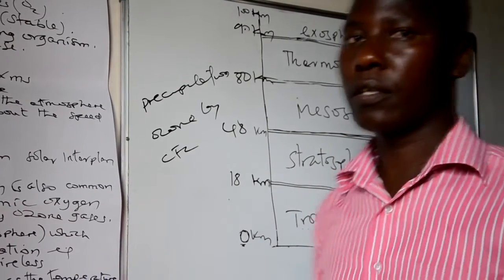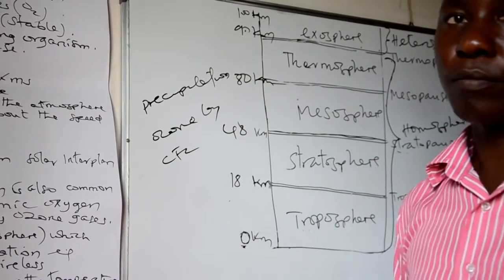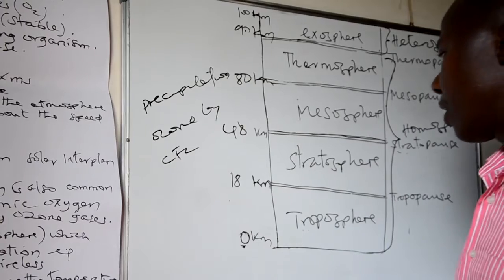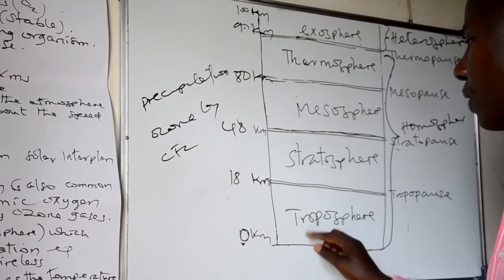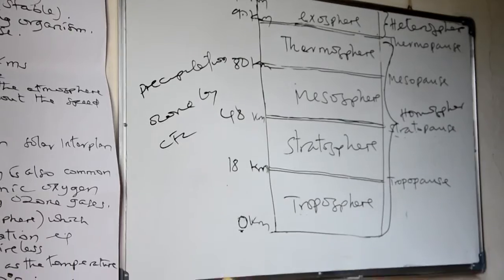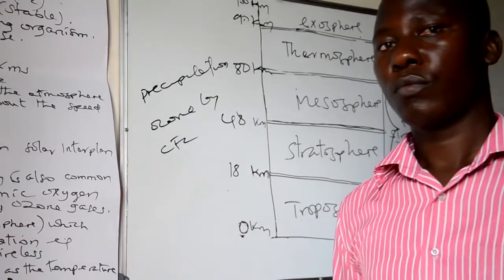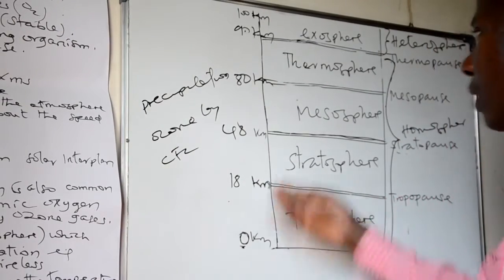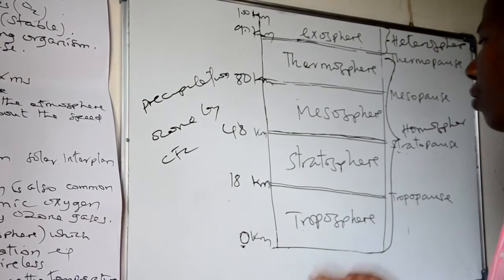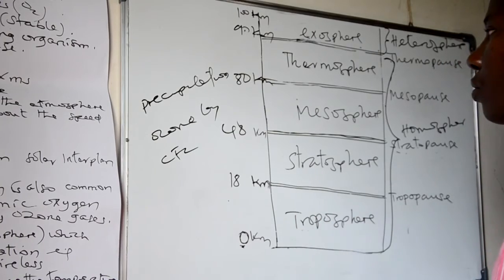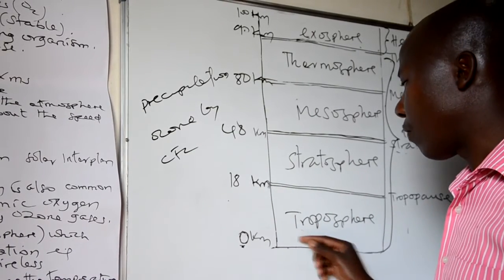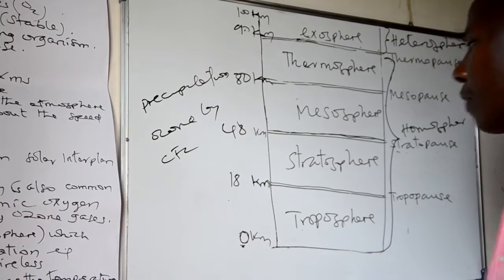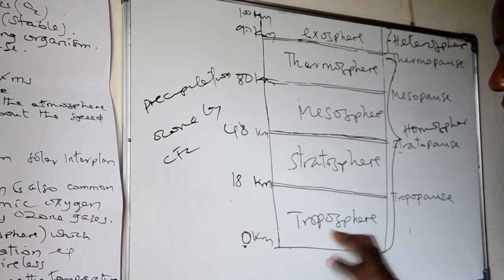The third function is supporting the life of organisms. Living things can be found in the atmosphere, especially in the troposphere. Hence, organisms mostly occur in the troposphere, although they can even be found in the mesosphere, but mostly they are found in the troposphere.